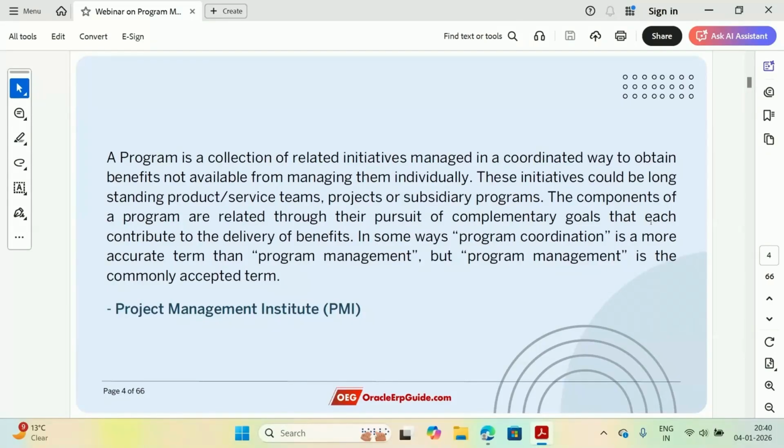In some ways, program coordination is a more accurate term than program management, but program management is the commonly accepted term. Okay, so why I put it, because Project Management Institute is a very renowned authority in this area. So I have put this definition from PMI. But if you are not able to understand it fully, no need to worry, because we are going to deep dive into this in the next slides. Some of the important things to note here is that it is a collection of related initiatives. Those initiatives can be projects or subsidiary programs, and there is a common objective.